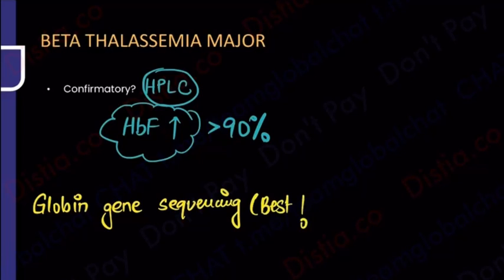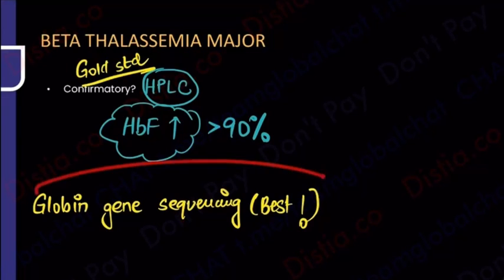But if globin gene sequencing is not given, then my gold standard, of course, becomes HPLC. So it's good to mug up things, but don't forget logic. Don't forget common sense in the paper, that nothing is going to be above genetics, of course. This was all about beta thalassemia major, because now I'll come down to that danger thing.